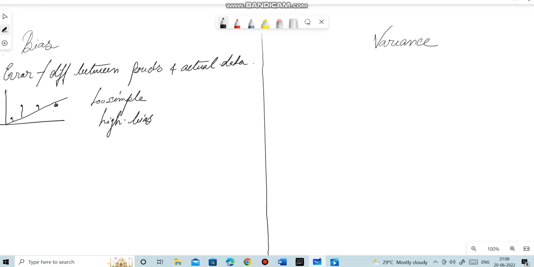So we see 2 points over here. That is, the model is too simple to even understand the data while training. So this we see during training. That is, the model fails to even train on the data, and this is called high bias. Now what does high bias lead to? High bias leads to something we know as underfitting.